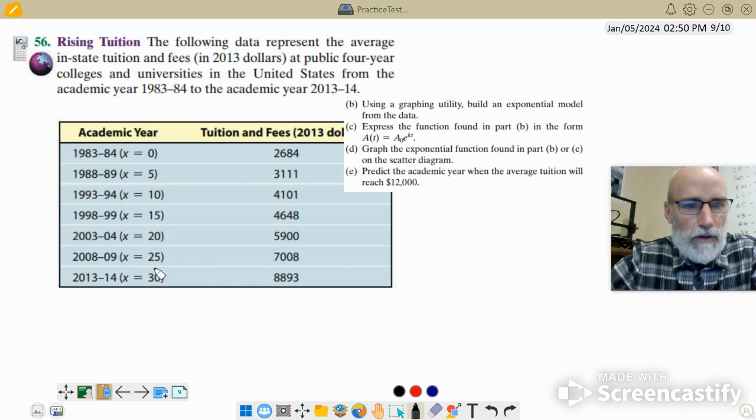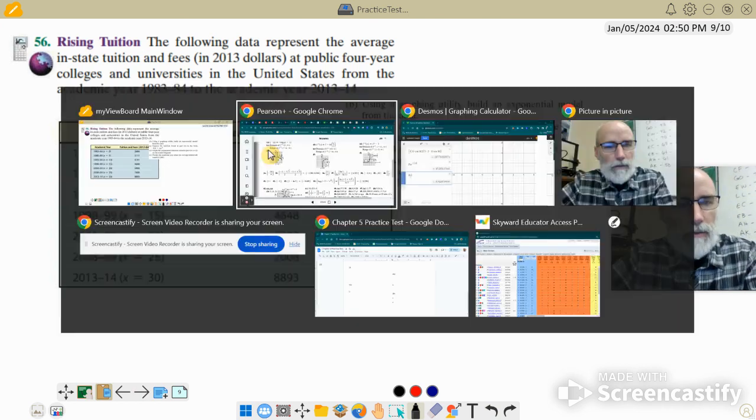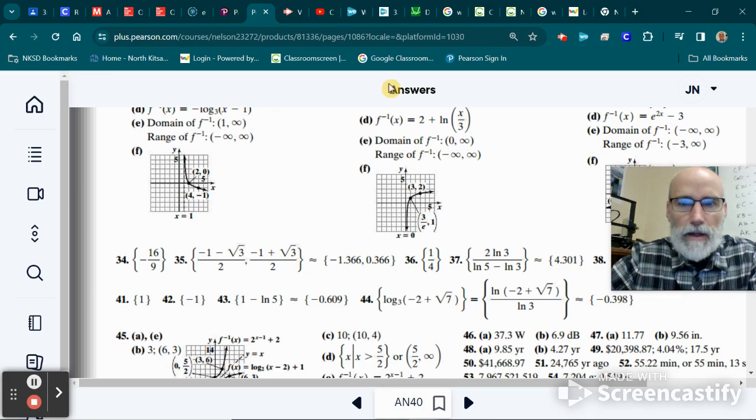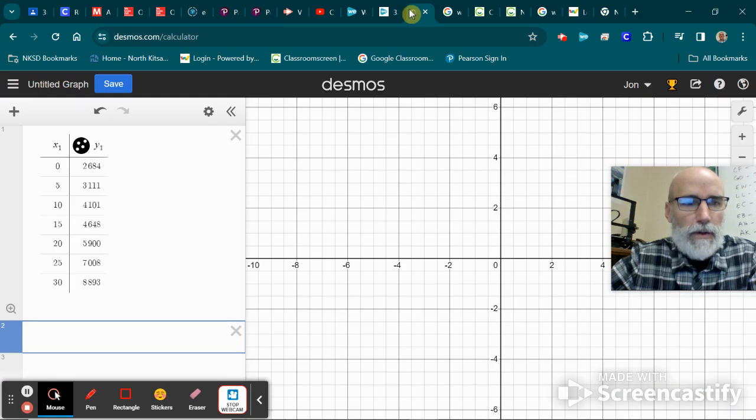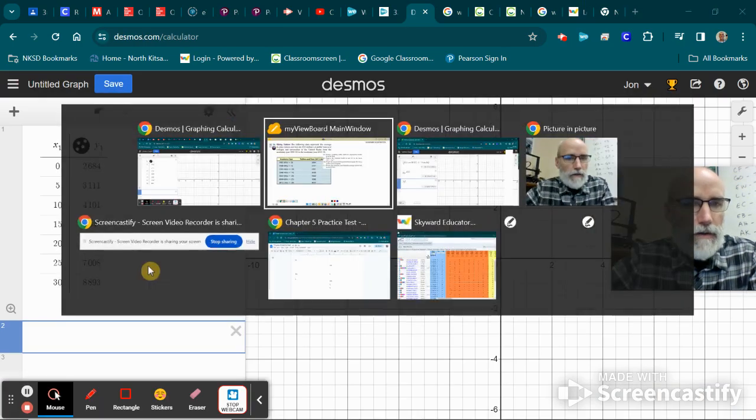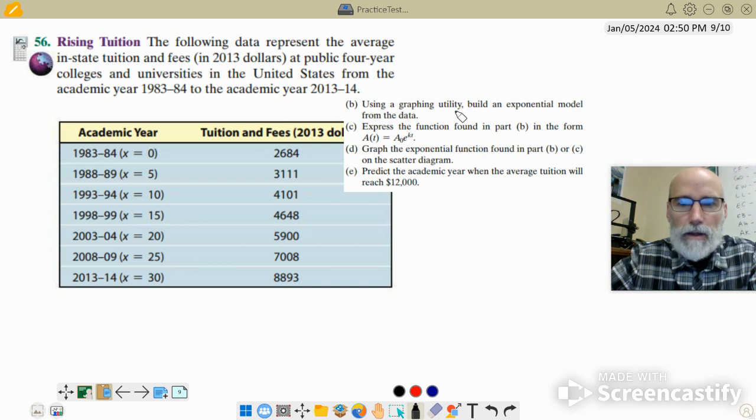Okay, I took all this data and I jammed it into Desmos, and the Desmos that I put it into is right here. It says it wants an exponential model for this data, so not a logistic function. This one says exponential model.